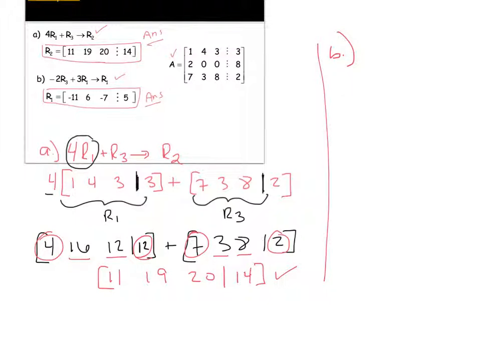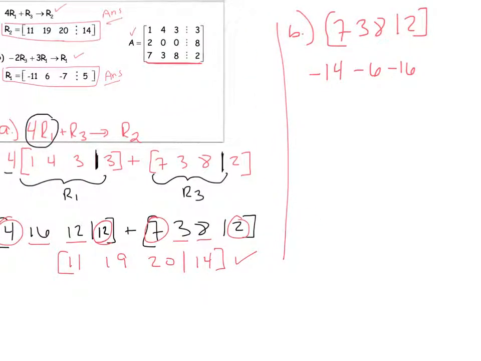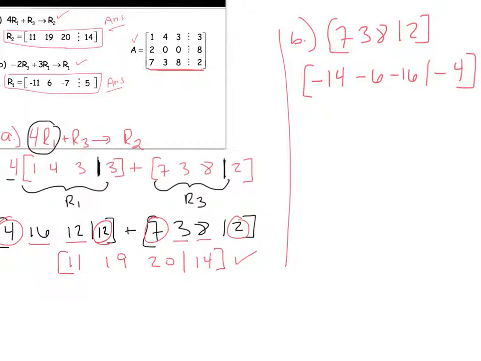So now I'm going to take -2 times row 3, and I'm going to do this in my head because this is pretty simple math. Here's row 3. I might just write down row 3 and multiply this by -2. So that gives me a -14, a -6, a -16. I'm running out of room here. And then I'm going to get a -4. So this piece right here was -2 times row 3.